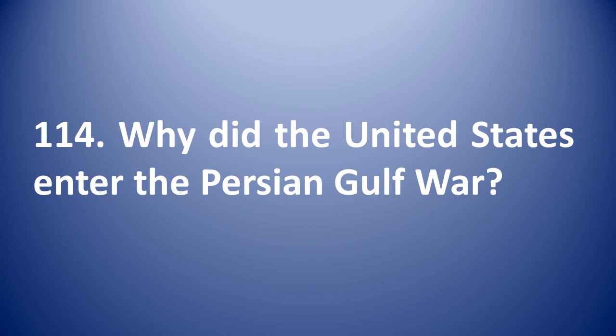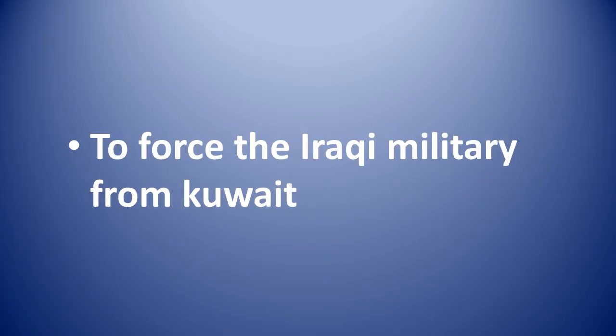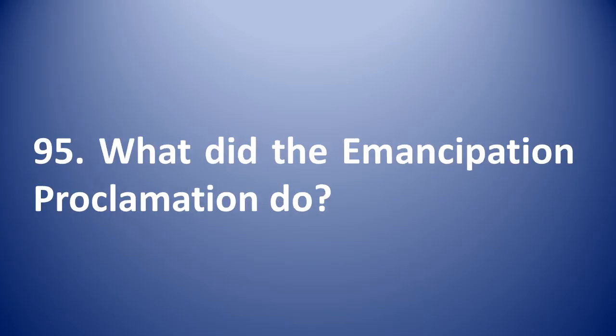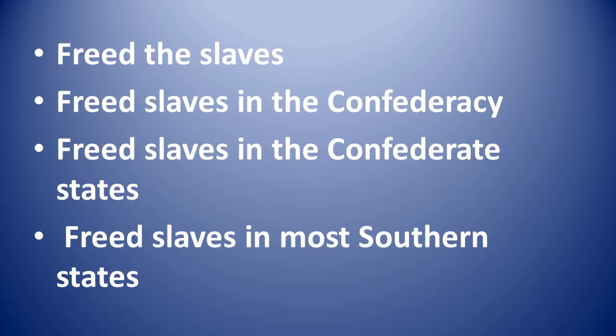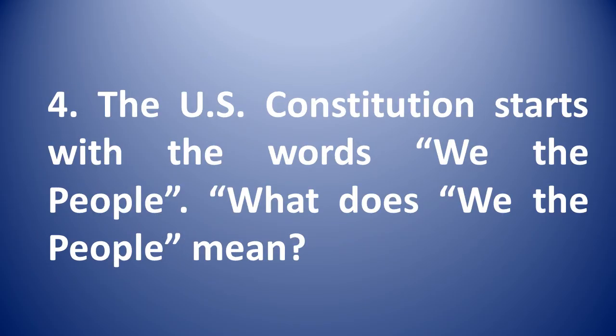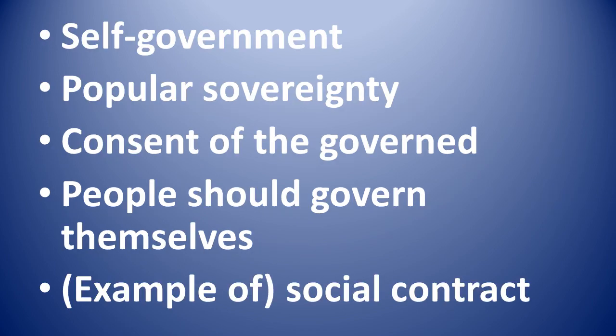Why did the United States enter the Persian Gulf War? To force the Iraqi military from Kuwait. What did the Emancipation Proclamation do? Free the slaves. The U.S. Constitution starts with the words, "We the people." What does "we the people" mean? Self-government.